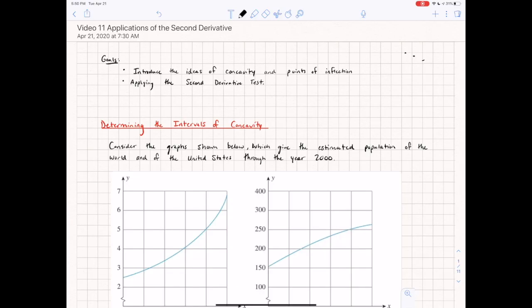Hey everybody, welcome to video 11. We're going to be looking at the applications now of the second derivative. Now this lesson will be just in one video instead of separate parts like the application of the first derivative, just to kind of keep things a little bit more streamlined.